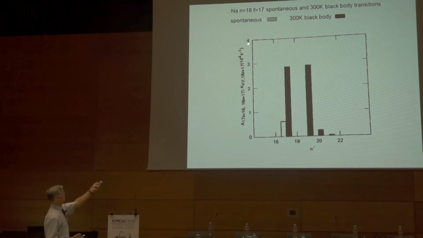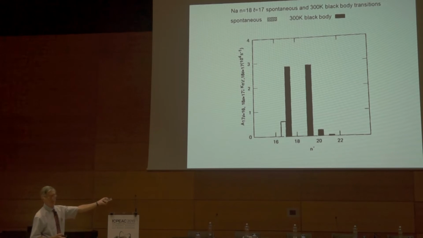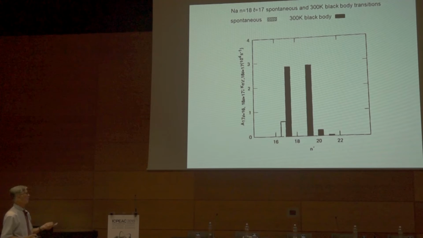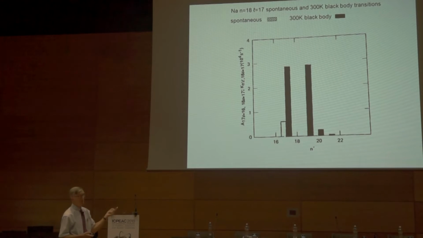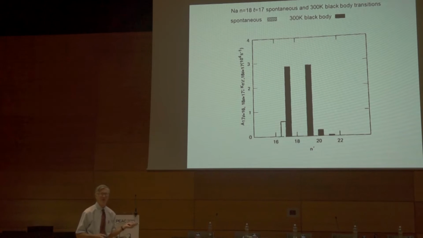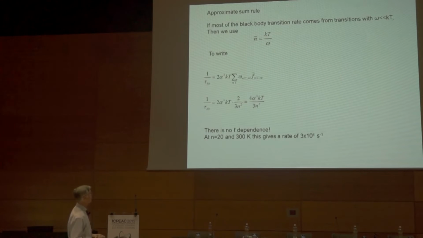If I consider the L equal 17 state of n equal 18, the little black area is the spontaneous emission rate, and you can see that the black body rate, shown in black here, is about 5 or 6 times greater. So if you have high angular momentum states, the black body decay is actually much faster than the spontaneous rate, and you never realize the 1 over n cubed that you might expect.